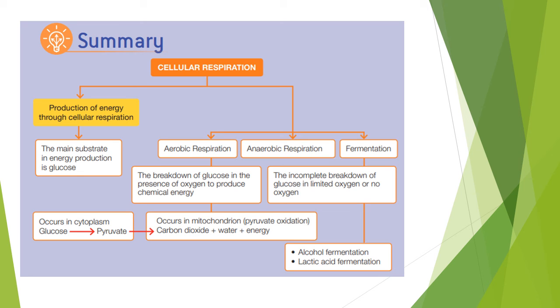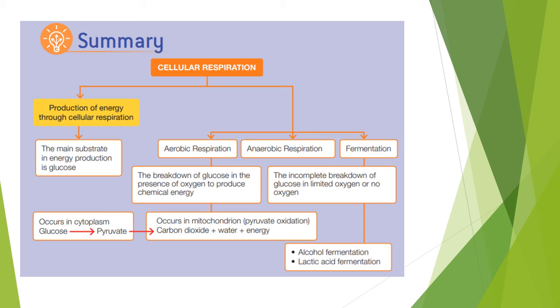So this is a summary of your cellular respiration topic. First, look at the production of energy through respiration. The main substrate for energy production is glucose. And there we have three types of cellular respiration. We learned about aerobic respiration, anaerobic respiration, and fermentation.